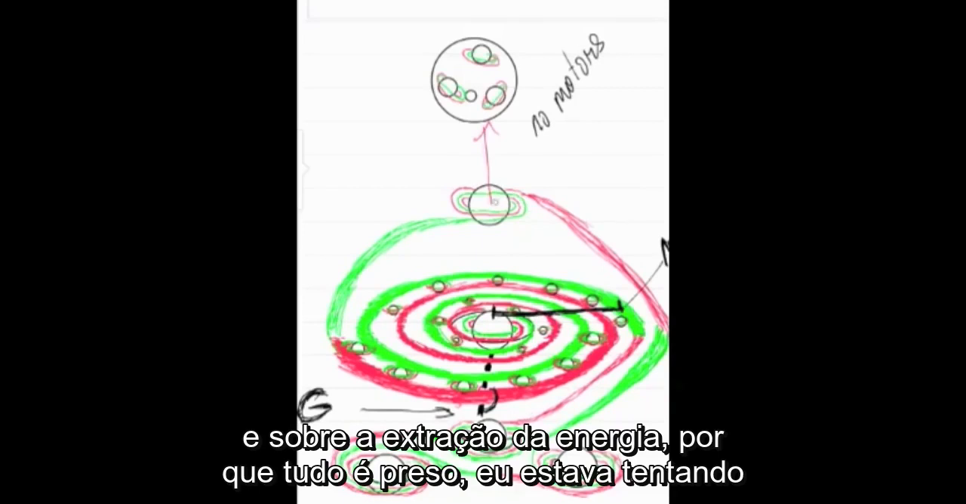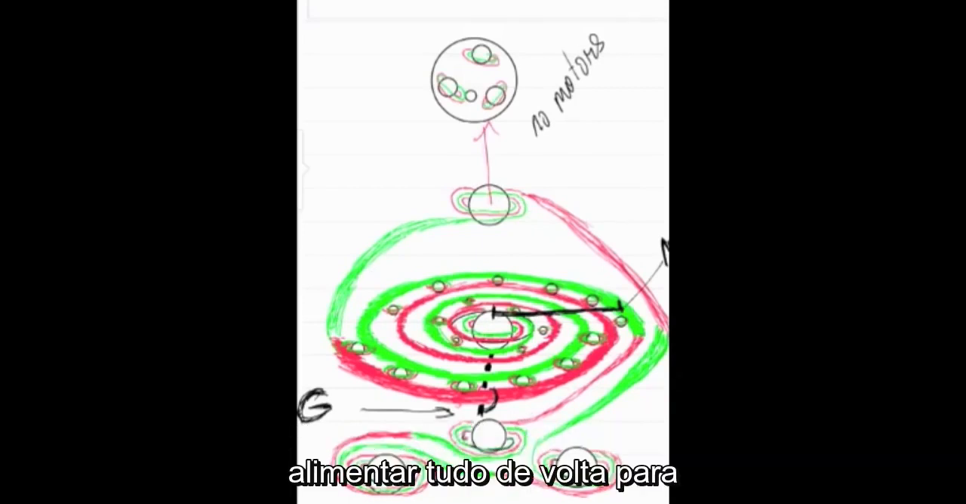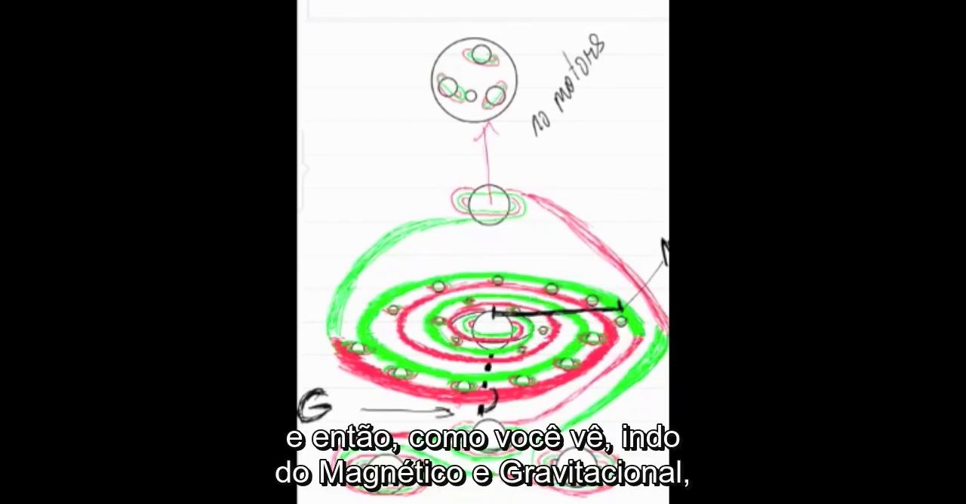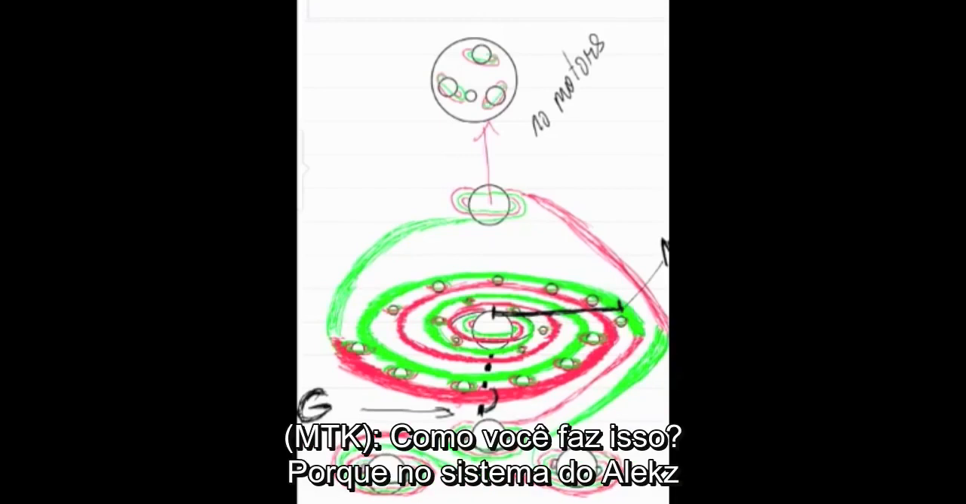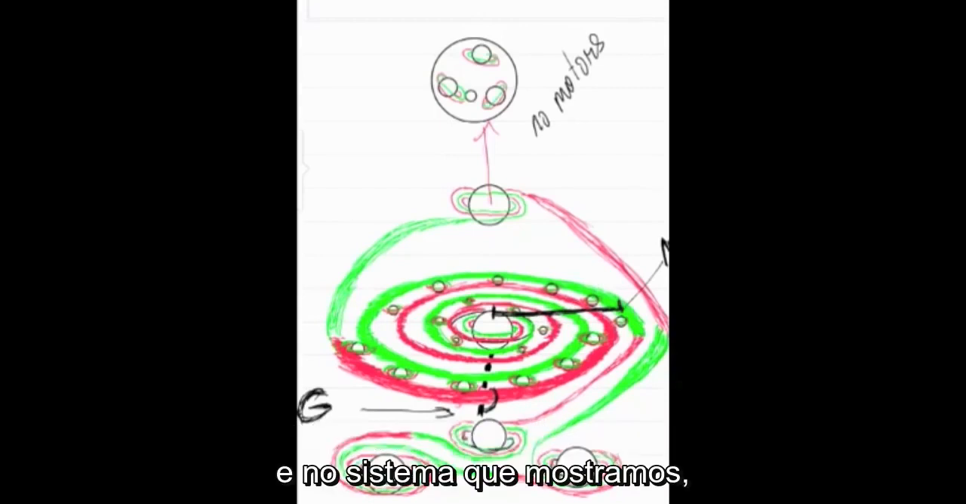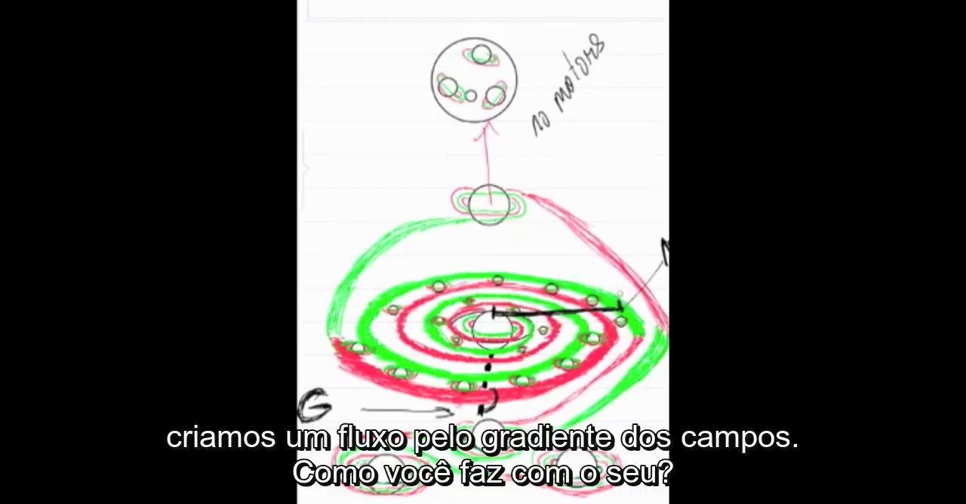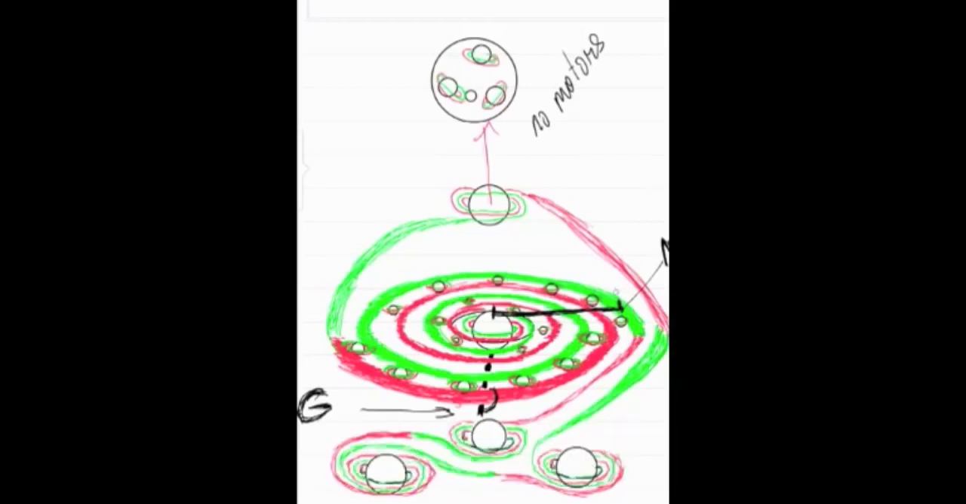So I was trying to feed everything back to the mother core or the free plasma, and then you see they're going in from the magnetical and gravitational. So that way you can direct where you want to tune in. How do you do it? Because in Alekz's system and in the system we showed, we create a flow through what I call gradients of the fields. How do you do it with yours?